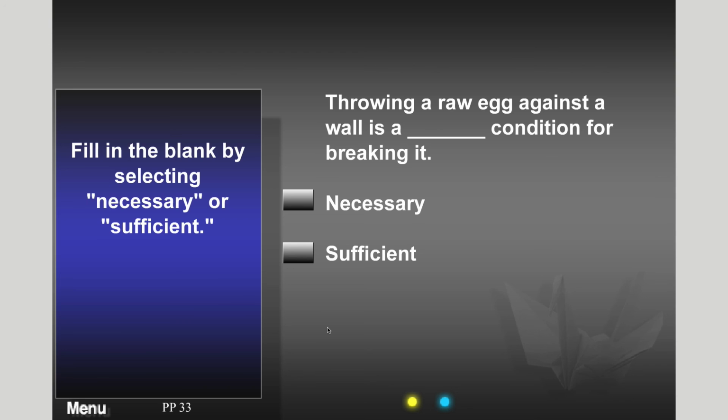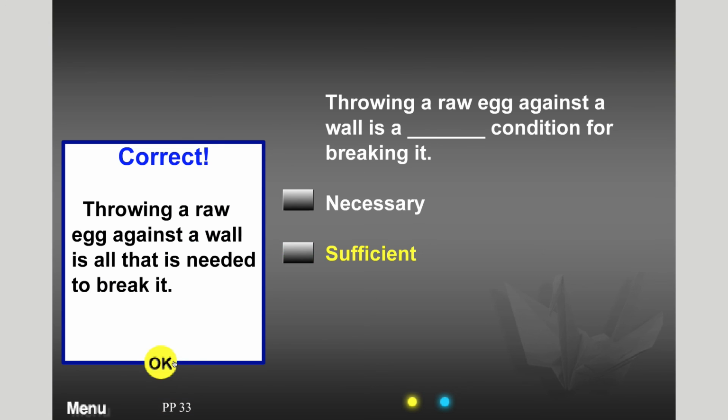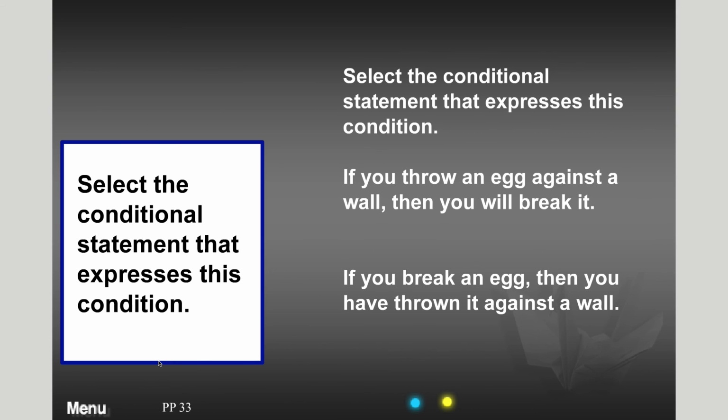So here's another practice problem. Throwing a raw egg against a wall is a blank condition for breaking it. Right? This one's tricky. So is it necessary? Is it at least what is needed, or is it sufficient? Is it all that is needed? Well, throwing a raw egg is all that you would need for breaking it. It's a sufficient condition. Throwing a raw egg against a wall is all that is needed to break it.